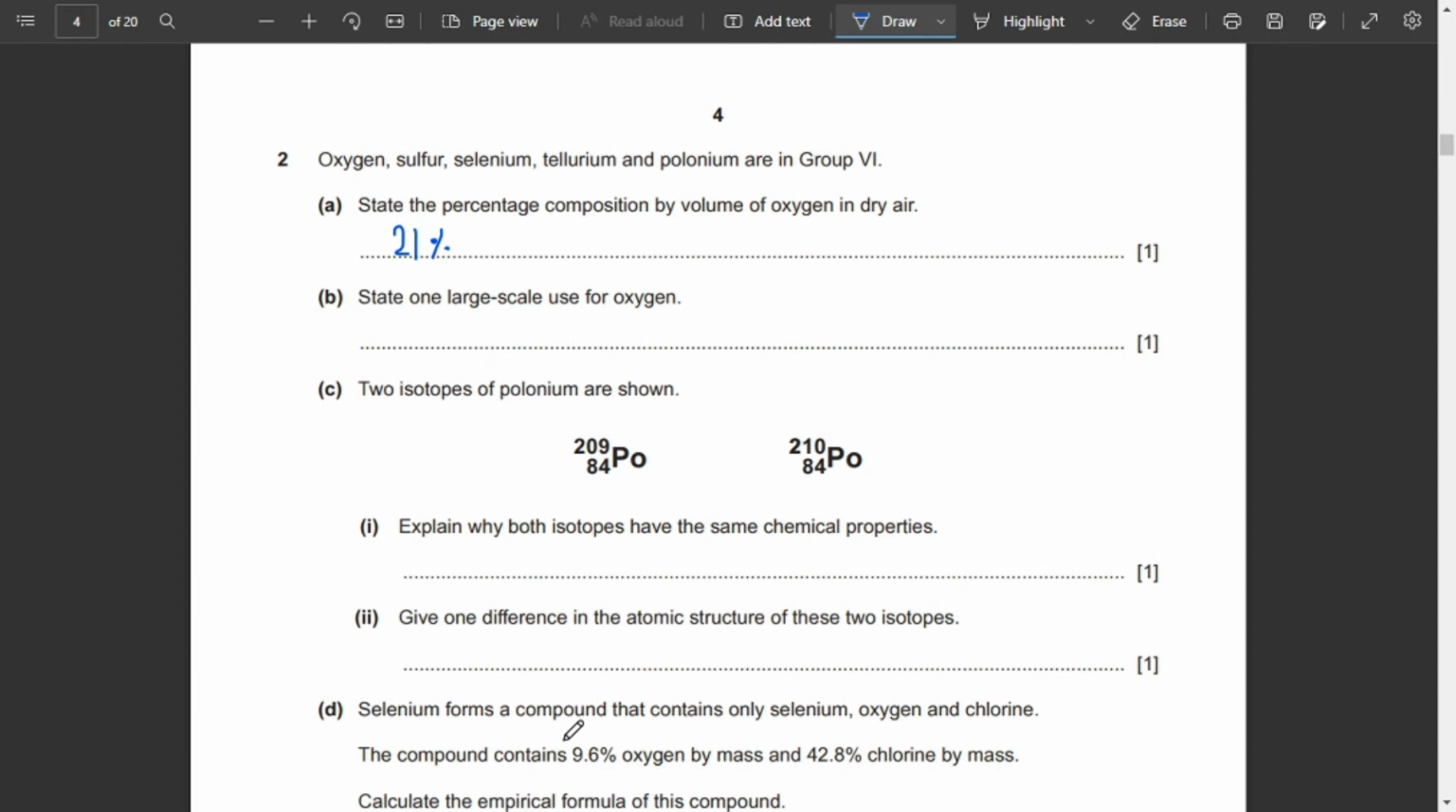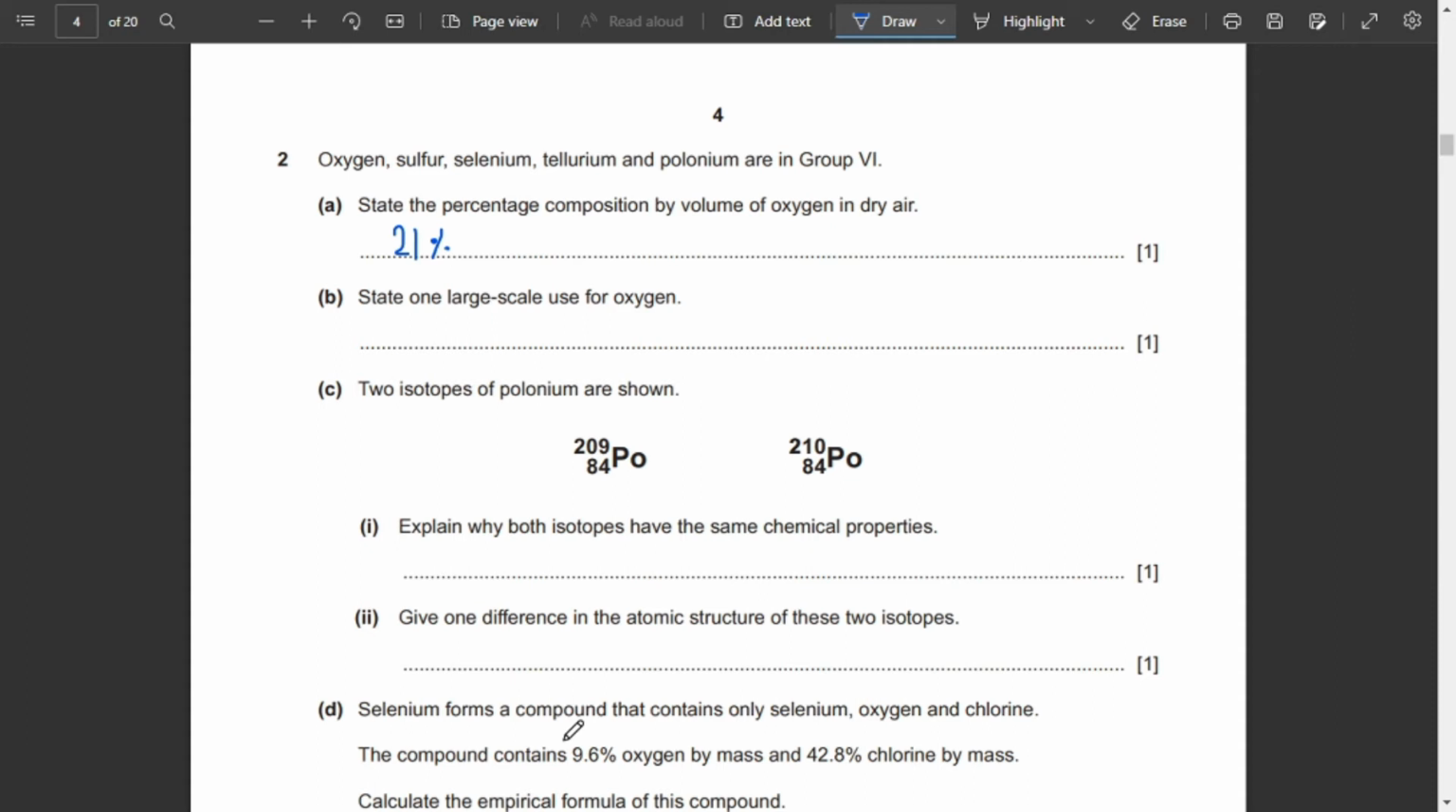Alright, so moving on to part C. Two isotopes of polonium are shown. Explain why both isotopes have the same chemical properties. They both have the same chemical properties. Why? It's a very interesting question. Of course, because they have the same electronic structure, which gives them the same chemical properties, since chemical properties are determined by the electronic structure.